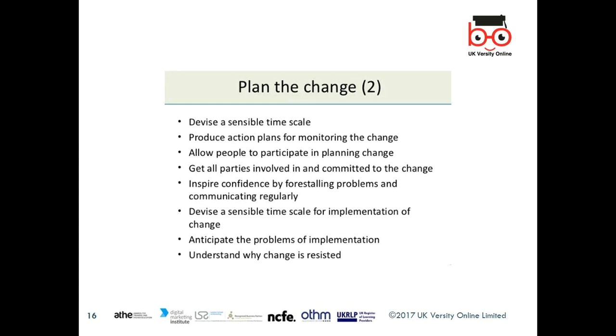Then devise a sensible time scale. With time scale, we can't bring the stars from the sky, as lovers always say. It's difficult, so we need to be sensible and match the reality. Produce an action plan for monitoring the change, allow people to participate in planning the change, and get all parties involved.